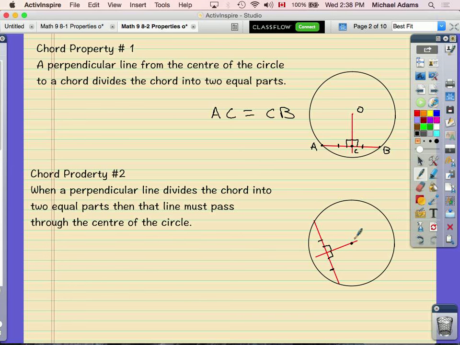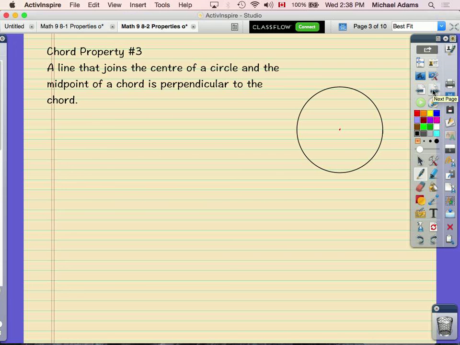Same thing up here. I had this line coming from point O, which is the center of the circle, and it divided this chord into two. This line came from the center of the circle. That is it. That's super easy to understand. Now let's take a look at the third property. It says that a line that joins the center of a circle and the midpoint of a chord is perpendicular to the chord. Once again, very similar to the last thing that we just did.